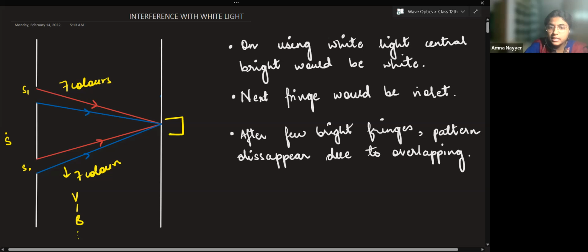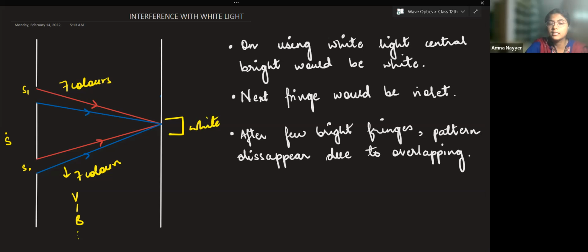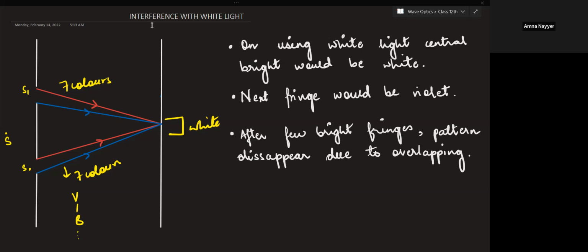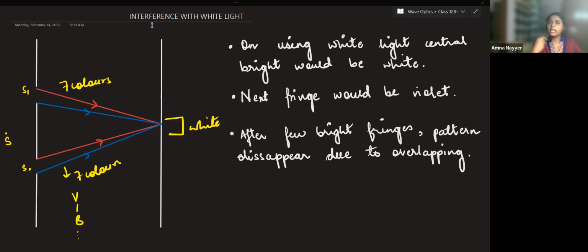Here at the center, white light will be produced. Why? Because all the 7 colors from this path and all the 7 colors from the other path are coinciding at the center. Do you get this? Dispersion we have already studied. In dispersion, white light was made up of all the 7 colors, so when it passed through the prism or any glass material, it got separated. Now here, the 7 colors will initially be separated, but then they'll coincide and form the white fringe.